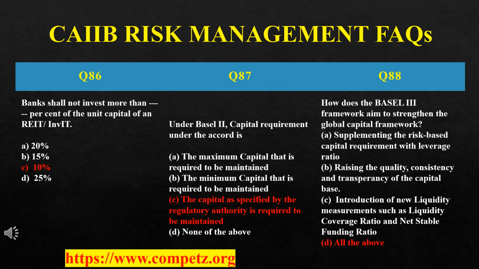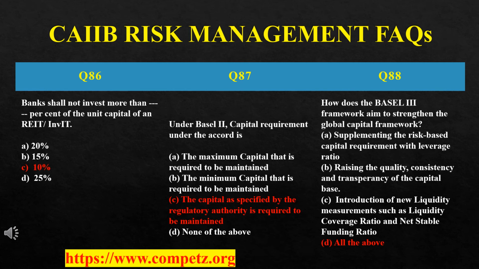Moving to the next question, how does the Basel III framework aim to strengthen the global capital framework? There are 4 options given. You can read one by one. The first option is supplementing the risk-based capital requirement with leverage ratio. Second is raising the quality, consistency and transparency of the capital base. Third comes the introduction of new liquidity measurements like liquidity coverage ratio LCR and net stable funding ratio. Fourth comes all of the above 3. Answer here is all of the above, D option.